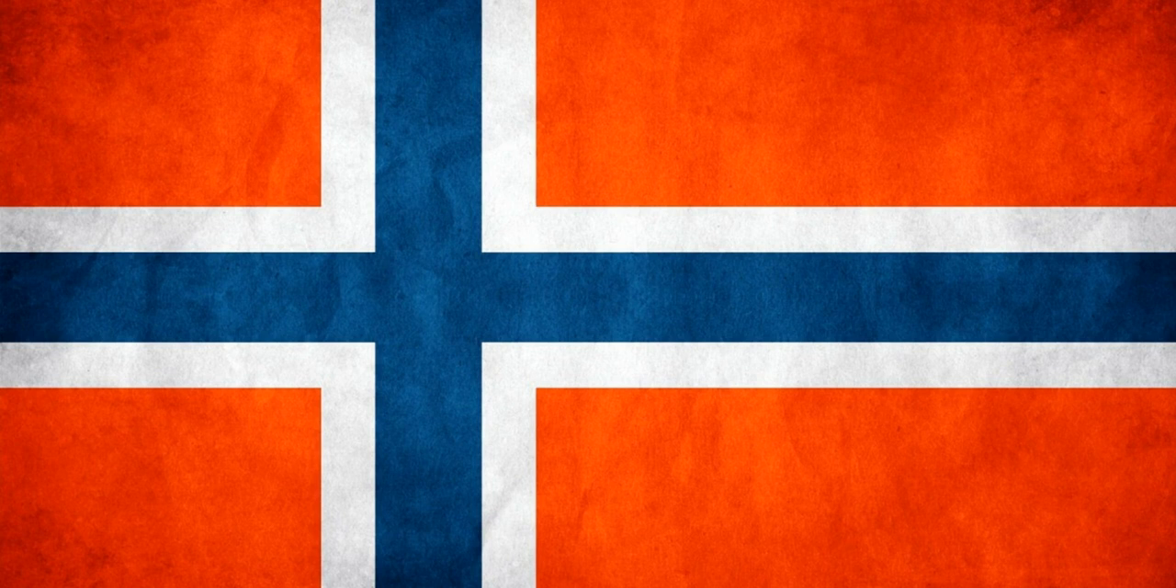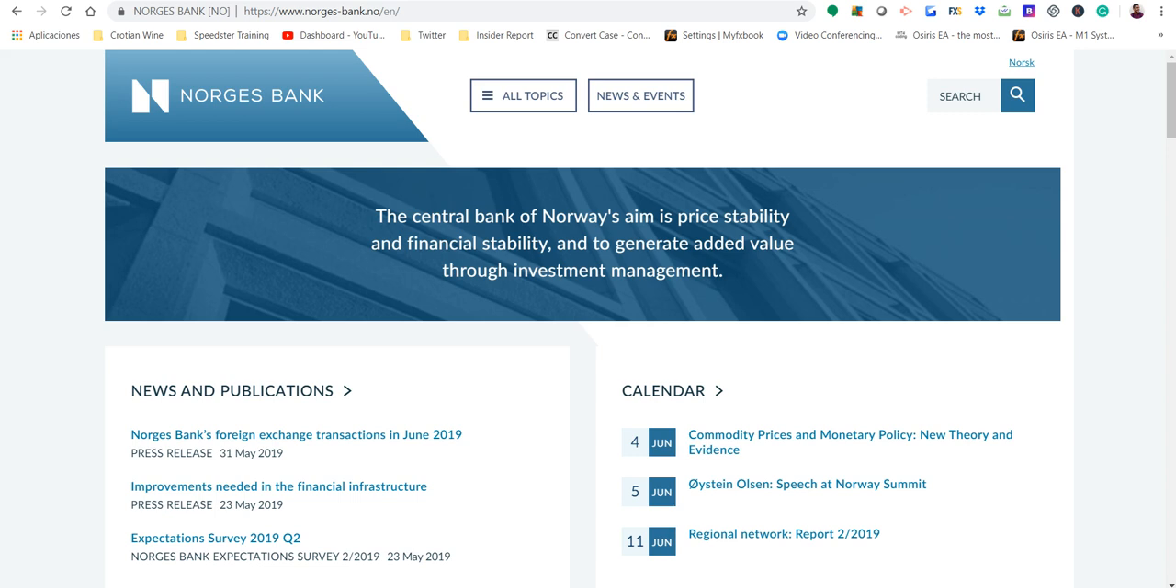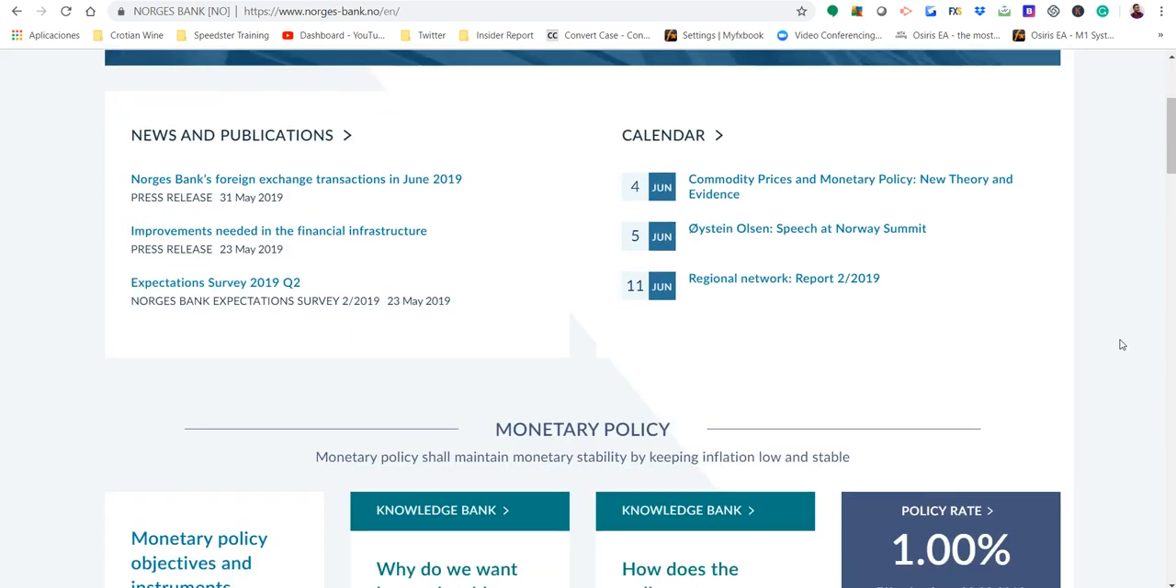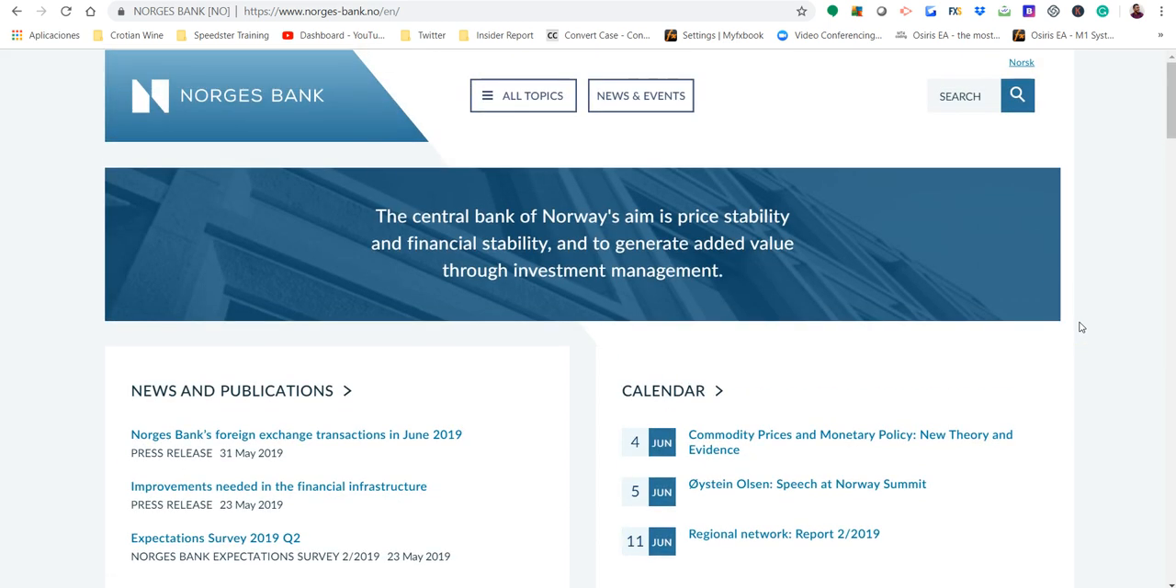We're ready? Let's go. So we're going to take a look right away. We're going to go into a little bit of fundamentals. We have to set ourselves up for success. You have to set up everything in a way that you can win. To do that, what we have to do is to understand that right now the policy rate is at 1% for the Norges Bank. This is the website, Norges Bank. This is the central bank in Norway.